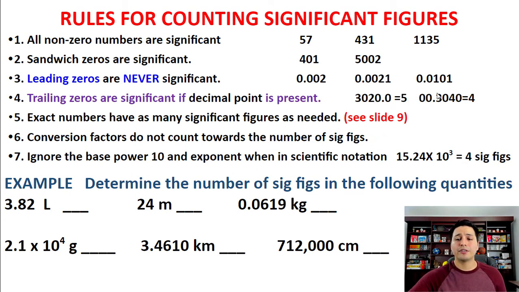And over here, these are 2 leading zeros, so they don't count. Now we got that decimal point present. This 0 counts because it's a sandwich 0, and this 0 is going to count because it's a trailing 0. So in this case, we got a total of 4 significant figures.